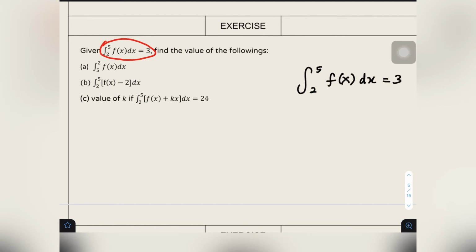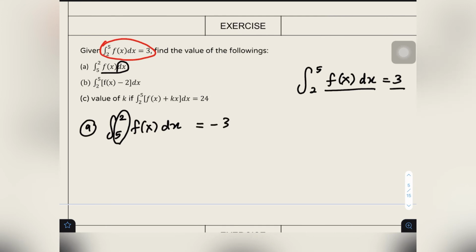Let's see what the question asks you to find. The first one, A, asks you to find the value of the integral of f(x) dx from 5 to 2. You have from 2 to 5, f(x) dx. Now the limits are turned upside down. So what will be the answer? If this one is positive, this one will be negative. It's just the difference in the sign of the answer. Settled. Problem number 1.